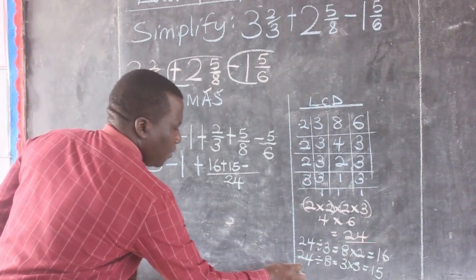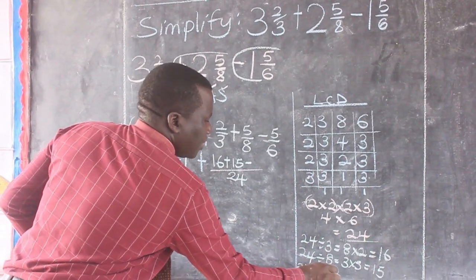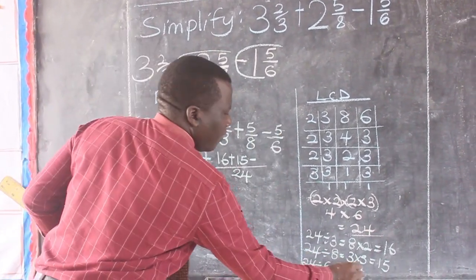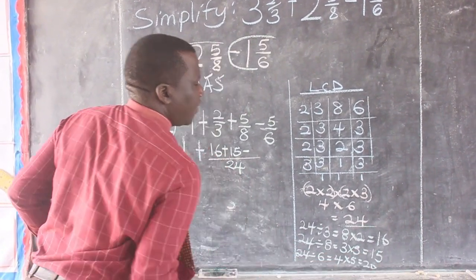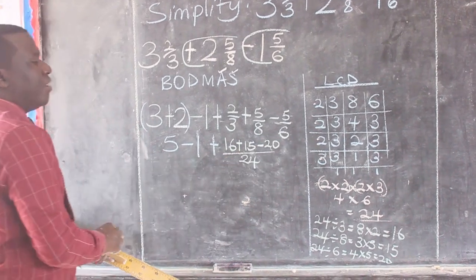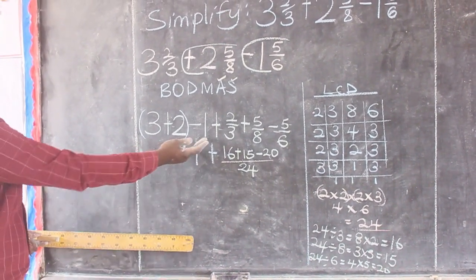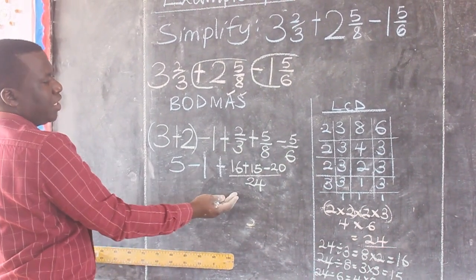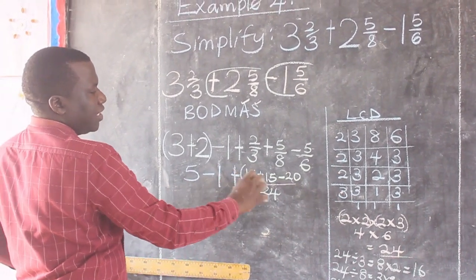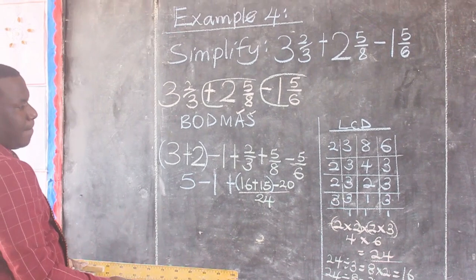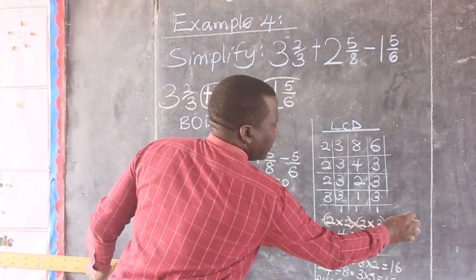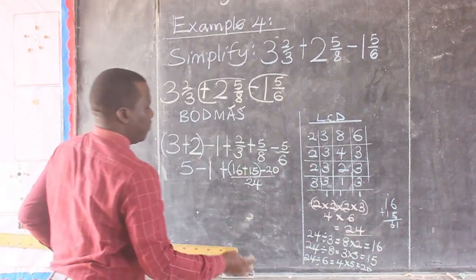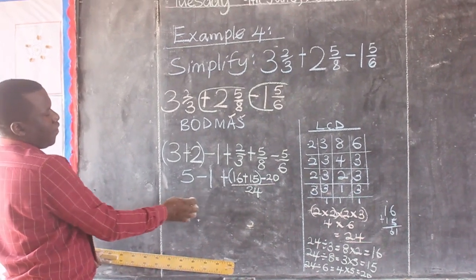So we can have 24 divided by 6, which gives us 4 times the numerator 5, which gives us 20. So come and write the 20 here. So on the side of whole numbers, you have 5 minus 1, plus, on the side of the fractions, you have now worked out and you have to first add this. And what is 16 plus 15? 16 plus 15, you get here 31. So we shall have here 4.